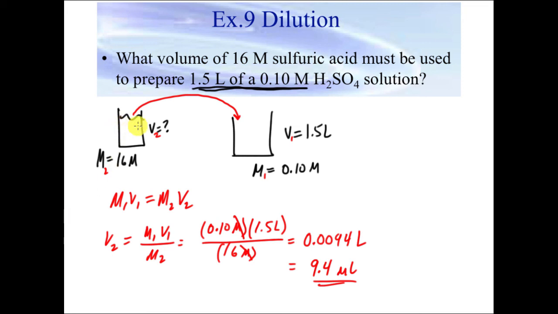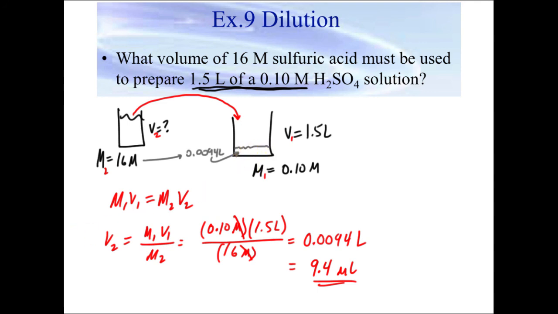So what I'm going to do is take that solution and pour some of this solution into here. How much am I going to pour? I'm going to pour in here a really small amount. I'm going to pour that 0.0094 liters into the container. Okay, that is of this solution, right? It is 16 molar. So as of right now, this is pretty concentrated. This is a 16 molar solution.